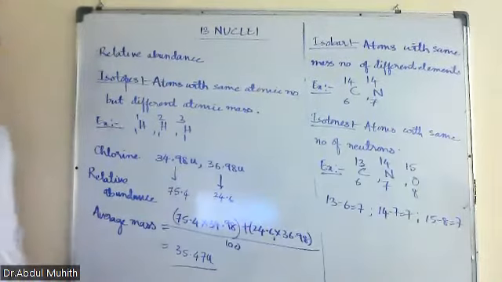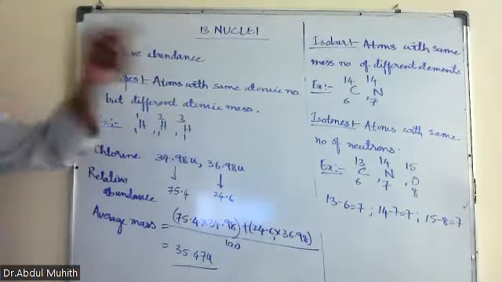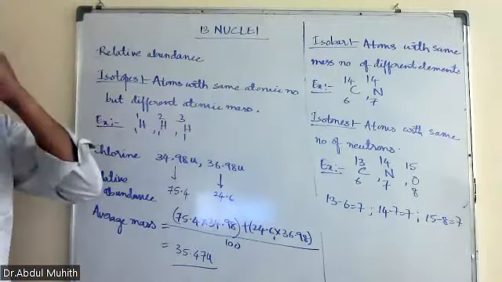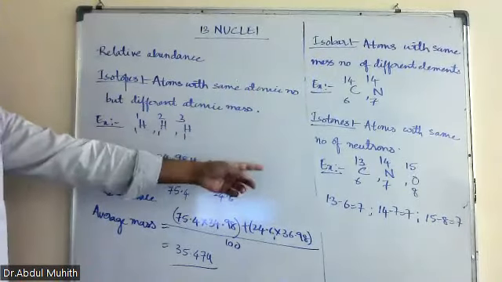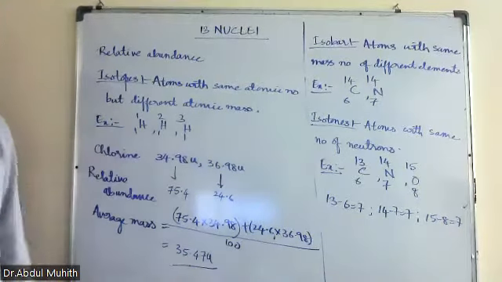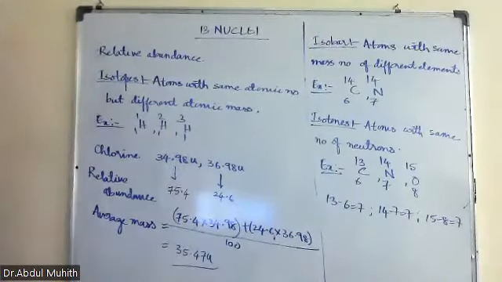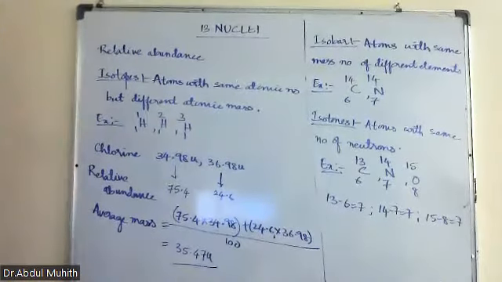Is that clear? Once again, isobars means atoms with the same mass number of different elements, C614 and N714. Isotones means atoms with the same number of neutrons, C613, N714 and oxygen 815. So just subtract it, you will get the values. Clear? Yes.